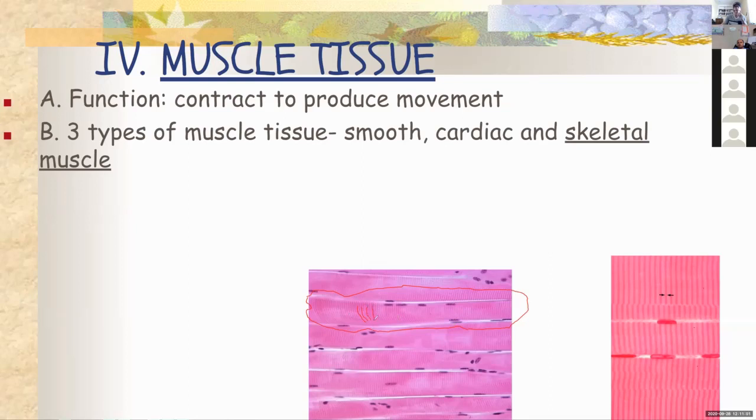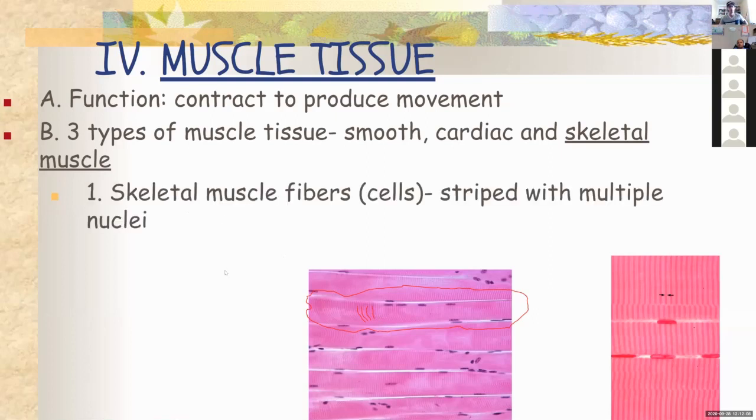These lines, these striations, we call them, are what are doing all the work when our muscles flex. They're contracting and then they relax. It's actually a very interesting process that we're going to be learning about when we look into the muscular system, to understand how they do their job. But the skeletal muscle fibers are cells, and they are striped with multiple nuclei.